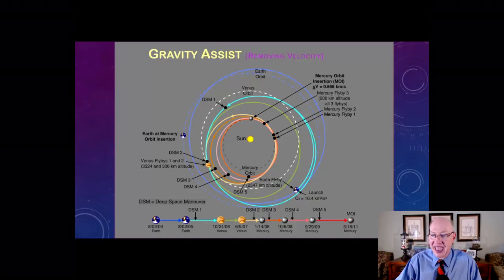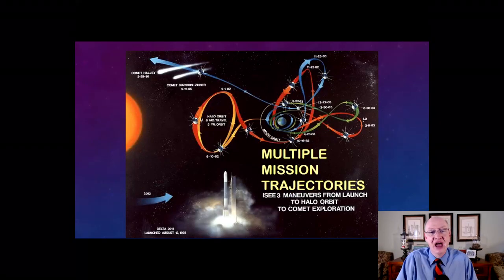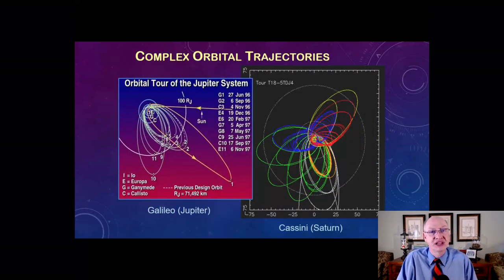And other missions have had incredibly complicated maneuvers using gravity assists. Back in 1985, 1986, when Halley's Comet was coming to the inner solar system, the United States decided to repurpose the ISEE-3 mission to go visit Halley's Comet. But in order to do that, they had to do a number of gravity assists and flybys of the Earth and the Moon.